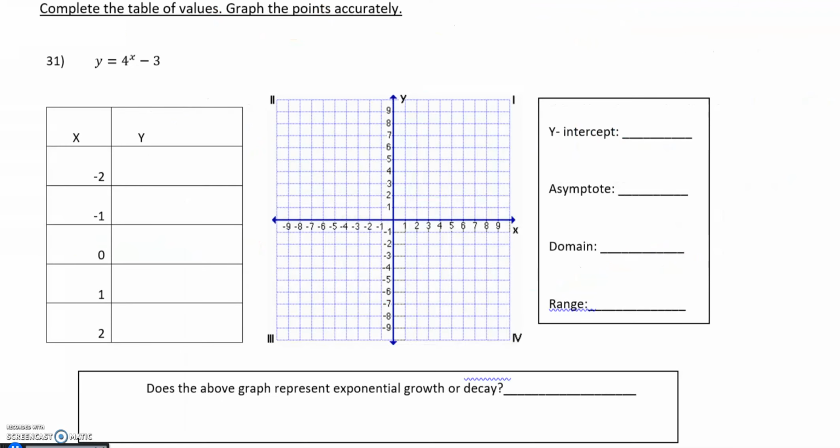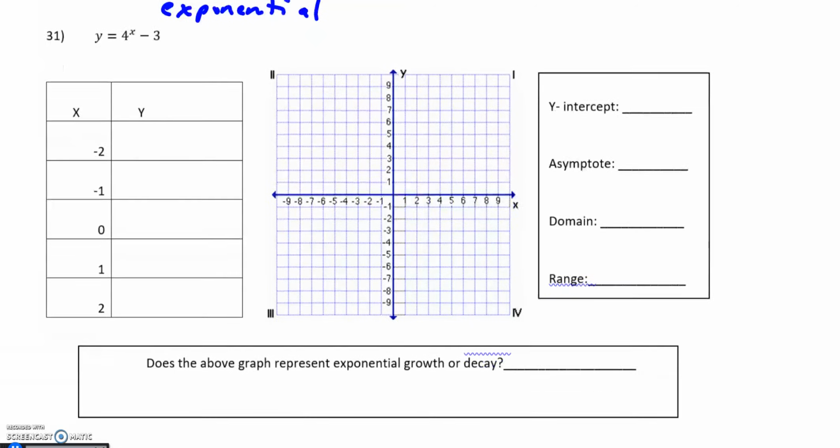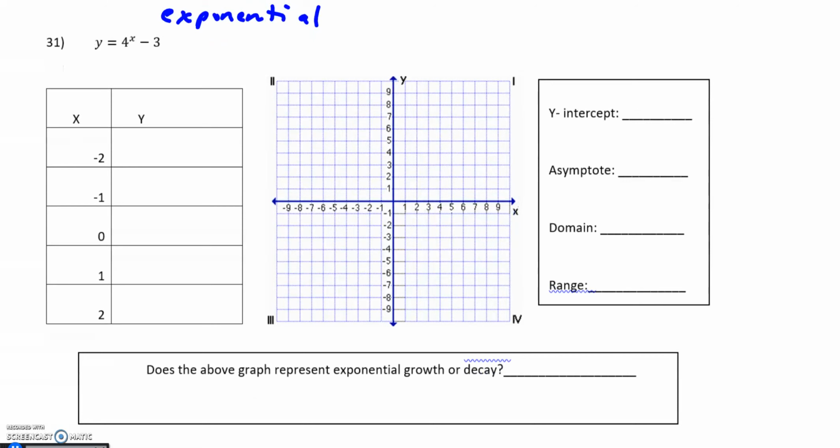Number 31, complete the table of values and graph the points accurately. This looks like it is an exponential equation. And what we did on the previous test was we used the table to figure out what it looks like and then found all this information. So we would plug in 4 to the negative second minus 3, 4 to the negative first minus 3, 4 to the 0th minus 3, 4 to the first minus 3, and then 4 to the second minus 3.